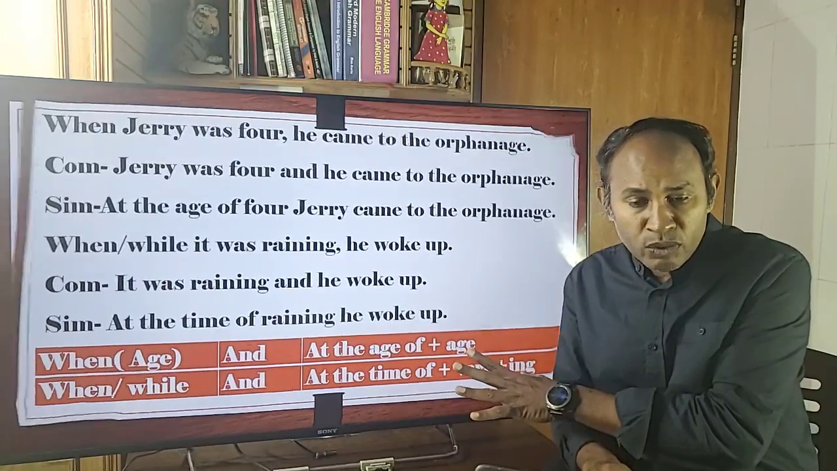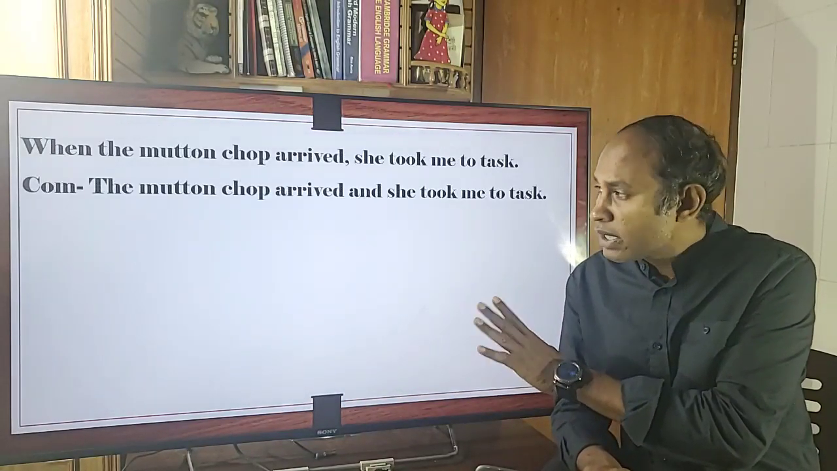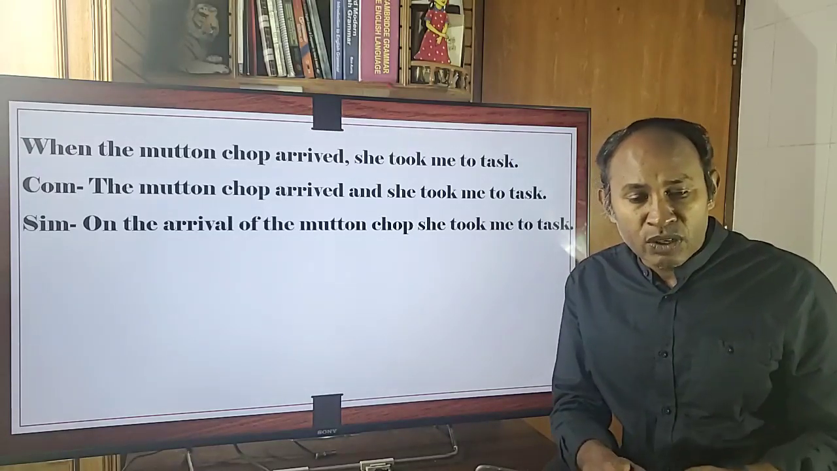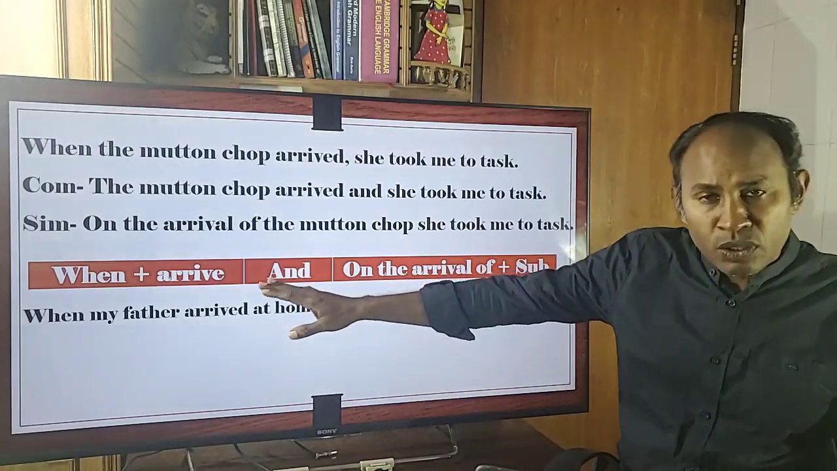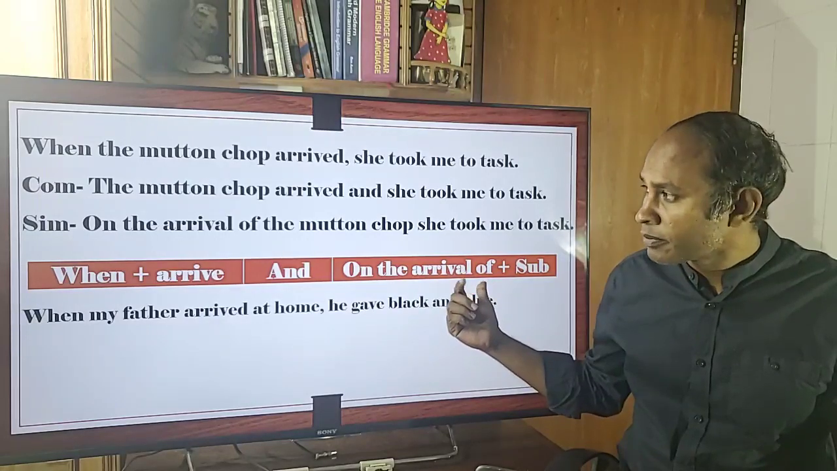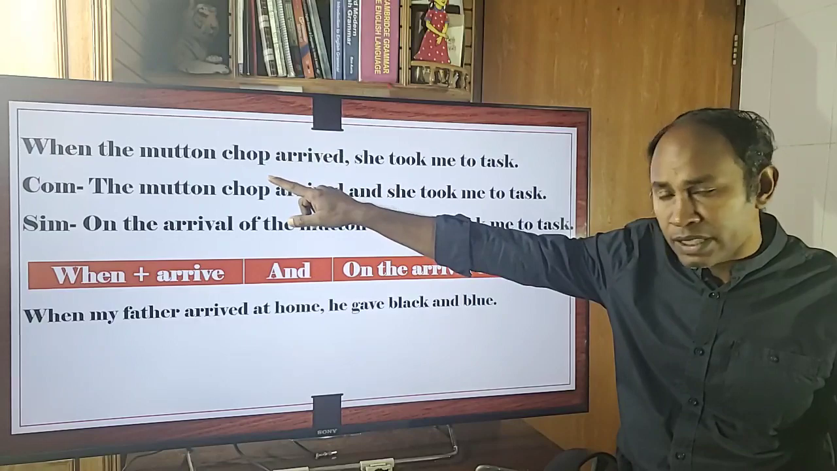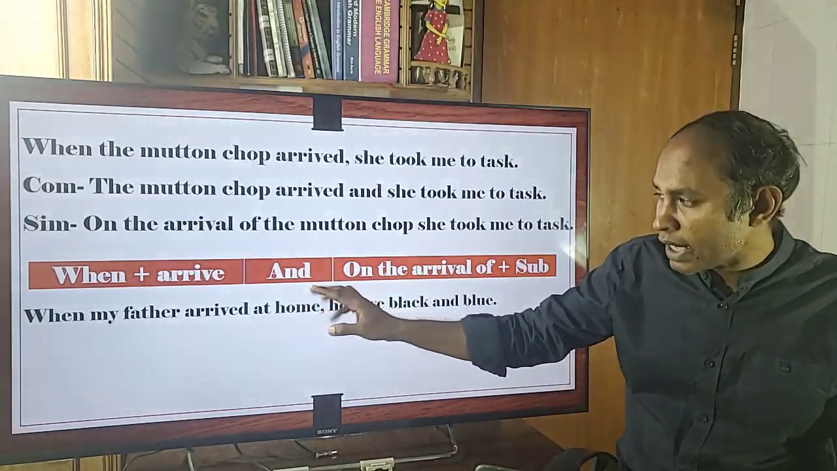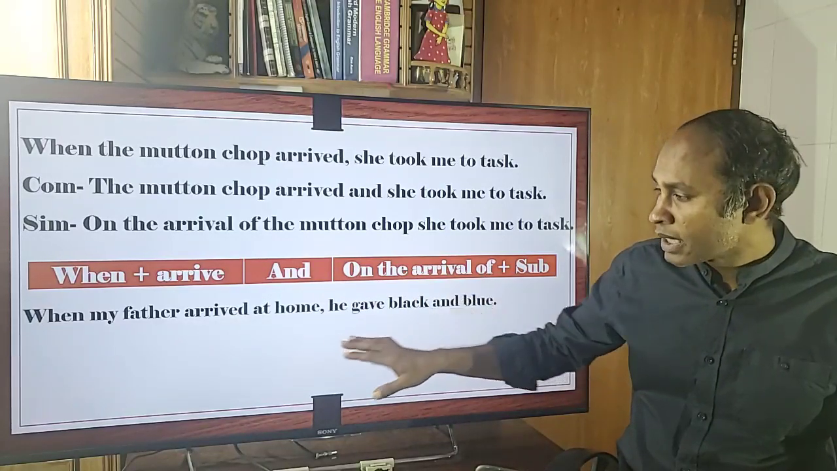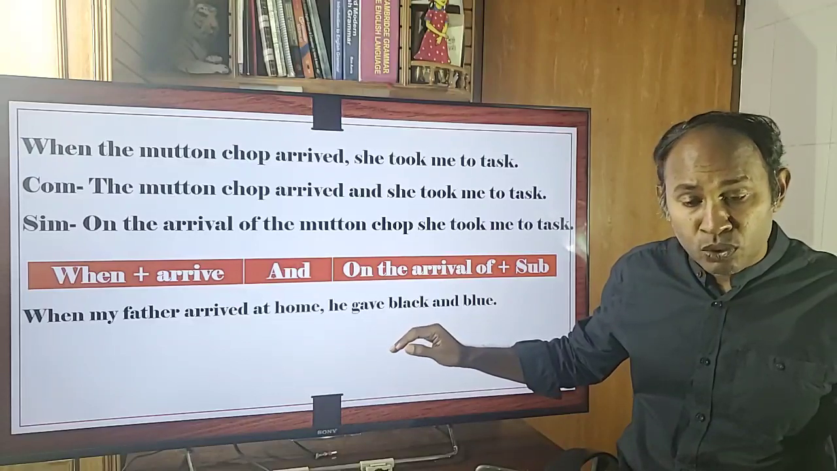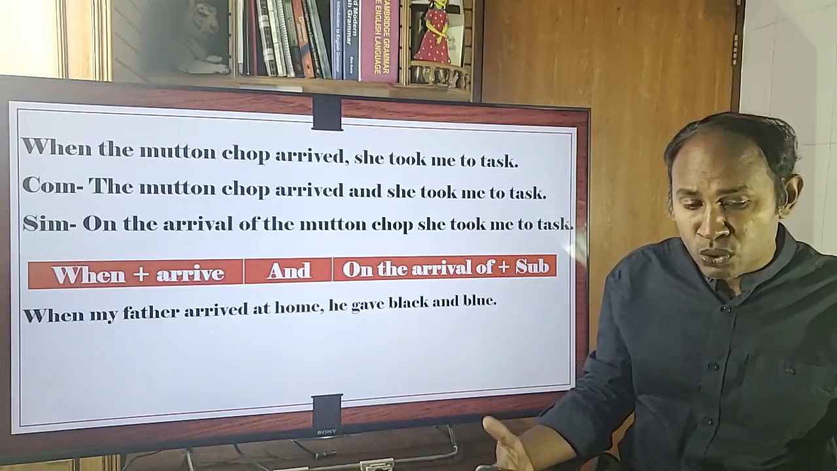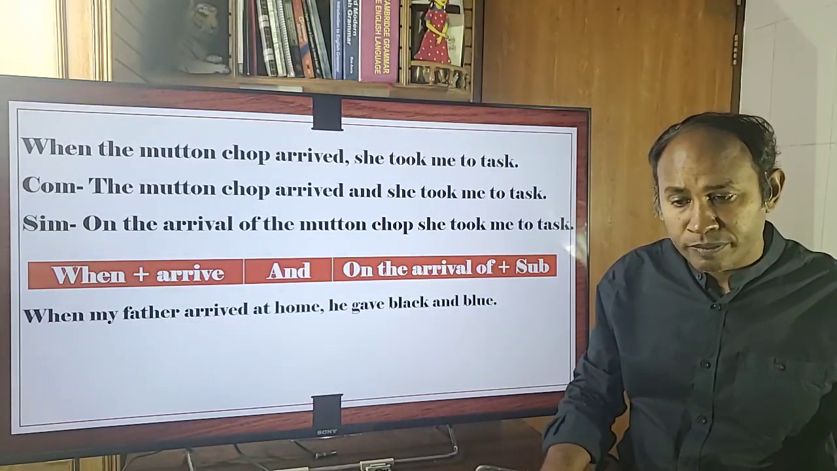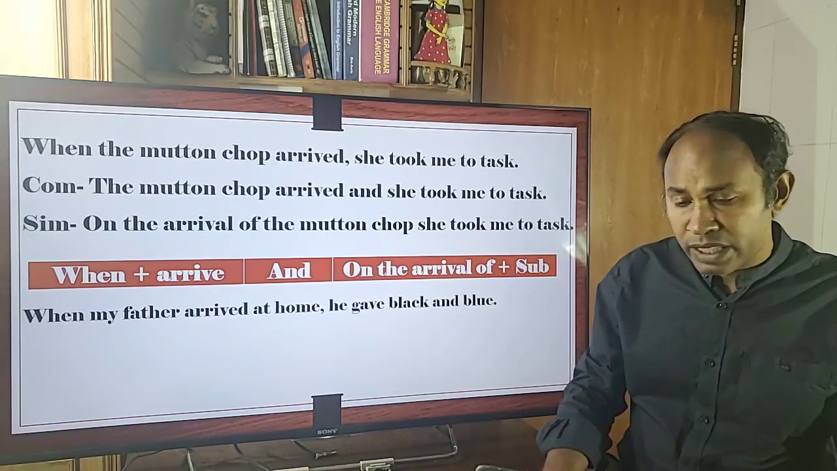সো এখানে যেমন অ্যাট দ্য টাইম অফ রেইনিং। পারহ্যাপস ইউ আন্ডারস্ট্যান্ড ইট। উই আর গোয়িং ফর দ্য নেক্সট স্লাইড দেয়ার। সো ইউ সি দেয়ার আর সাম আদার রুলস, ওয়েন দ্য মাটন চপ অ্যারাইভড শি টুক মি টু টাস্ক। হিয়ার ইন দিস সেন্টেন্স ইউ সি অ্যারাইভড শব্দটা রয়েছে, এই অ্যারাইভ থাকার কারণে আসলে অন দ্য অ্যারাইভাল অফ বসাতে হবে। সো দ্য রুল ইজ দেয়ার, ওয়েন এর পরে যদি কখনো অ্যারাইভ থাকে তাহলে অন দ্য অ্যারাইভাল অফ এবং সাবজেক্ট বসাতে হবে। ফর এক্সাম্পল অন দ্য অ্যারাইভাল অফ দ্য মাটন চপ, মাটন চপ ওয়াজ দ্য সাবজেক্ট ইন দ্যাট সেন্টেন্স, তারপরে আমাদের বাকি অংশ। যেমন মাই ফাদার অ্যারাইভড অ্যাট হোম, হি গেভ ব্ল্যাক অ্যান্ড ব্লু, তাহলে এই সেন্টেন্সটাকে আমরা কম্পাউন্ড করতে পারি, কম্পাউন্ড তো সহজ, মাই ফাদার অ্যারাইভড অ্যাট হোম অ্যান্ড গেভ ব্ল্যাক অ্যান্ড ব্লু। এটাকে সিম্পল করতে চাইলে অন দ্য অ্যারাইভাল অফ বসাতে হবে। সো ইন দ্যাট কেস ইউর আনসার উইল বি অন দ্য অ্যারাইভাল অফ মাই ফাদার অ্যাট হোম, রাইট?